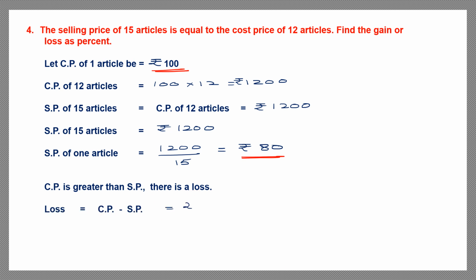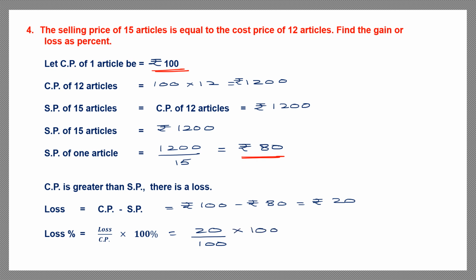Cost price is how much? 100 rupees. Selling price is 80 rupees. That means the loss is 20 rupees. 100 minus 80 is 20. Now we're going to find the loss percent by saying loss divided by cost price into 100%. Loss is 20. The cost price is 100 and multiply this by 100%. So here we can cancel this 100 and this 100. That means the loss percent is 20%. So this is our answer, 20%.